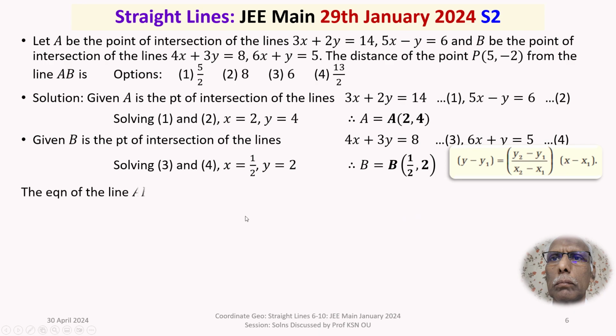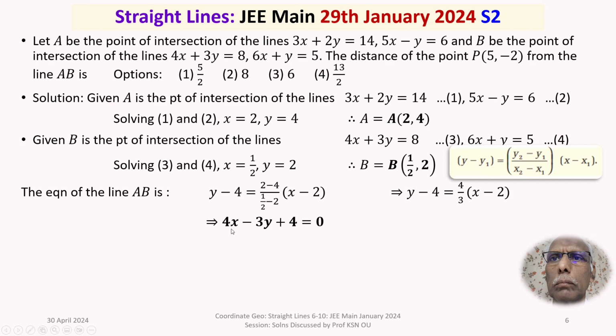Translating that, the equation of the line is y minus y1 is equal to y2 minus y1 by x2 minus x1 multiplied by x minus x1, that is y minus 4 is equal to 2 minus 4 by 1 by 2 minus 2 multiplied by x minus 2. So, this is the slope. The slope is 4 by 3 and y minus 4 is equal to 4 by 3 into x minus 2. Simplifying, we get 4x minus 3y plus 4 is equal to 0. It is the equation of this line.